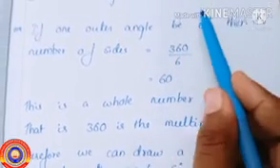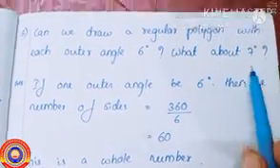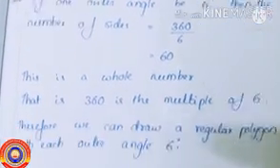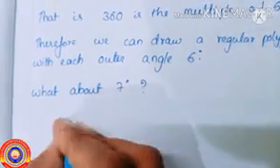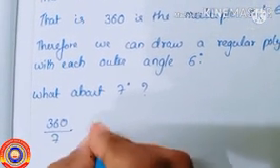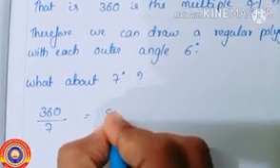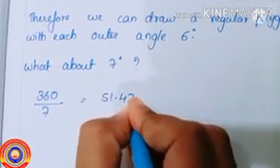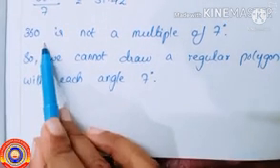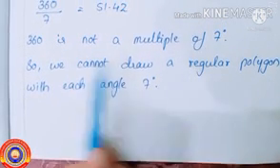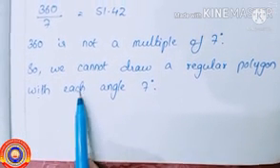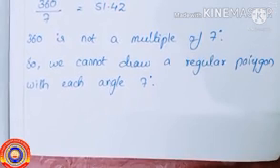Then what about 7 degree? Can we draw a regular polygon with each outer angle 7 degree? Let's find out that. Divide 360 by 7. 360 by 7 is equal to 51.42. That is, 360 is not a multiple of 7. So, we cannot draw a regular polygon with each outer angle 7 degree.